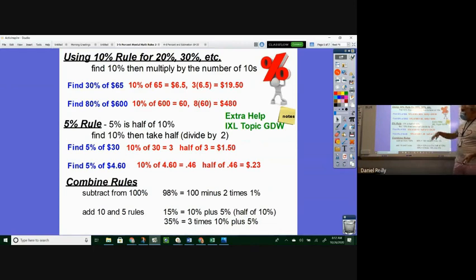Now, a lot of times though, the percents that you're finding or the numbers that you're finding percents of are not nice, round, easy numbers like this. So if that's the case, what do you do? If you want to do them in your head.